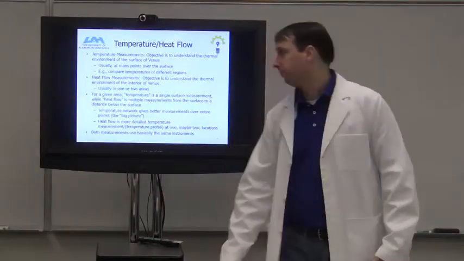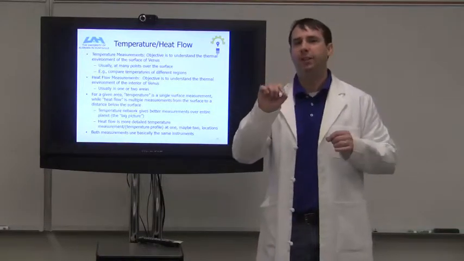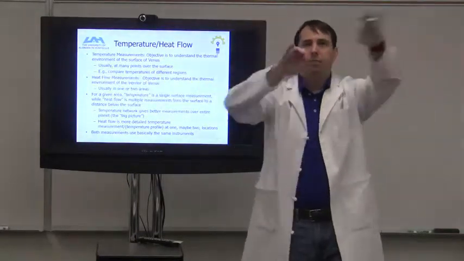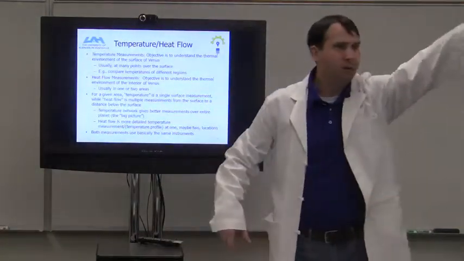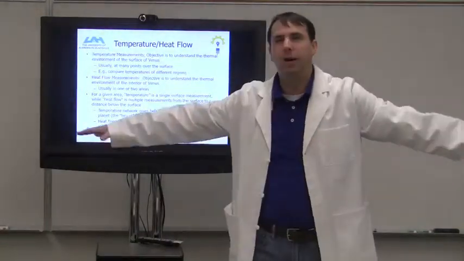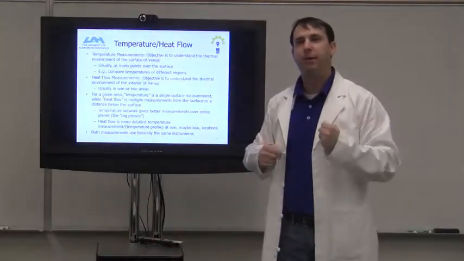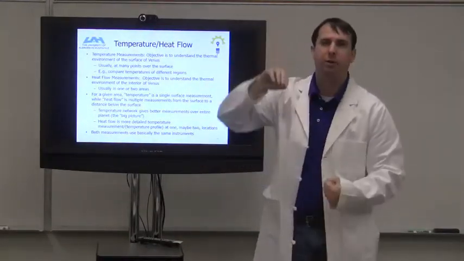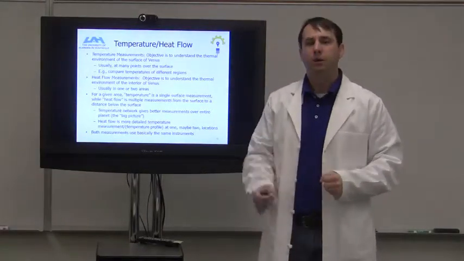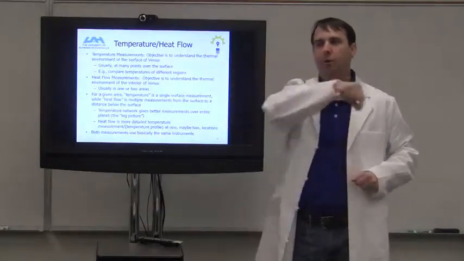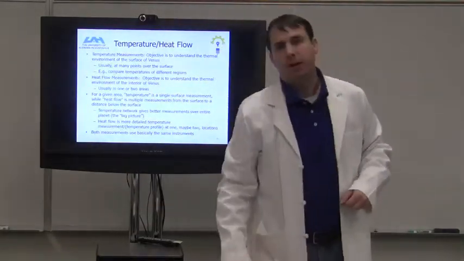Typically, you think of temperature as a point measurement, right? You can set up a temperature network and measure a bunch of points. If you were to measure the temperature of this room, you would put a bunch of temperature measurements all about the room. Now, heat flow is a very detailed measurement of the temperature as you go into the surface of the planet. So it's not just the temperature on the top, on the surface of the planet, but you want to go from the surface and then deep. That's heat flow.